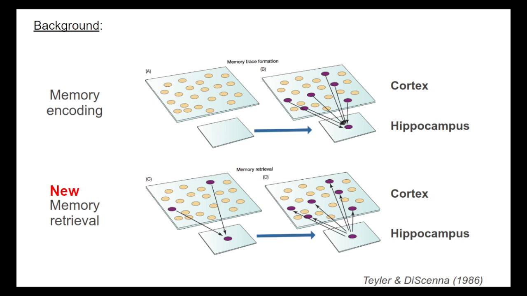Some background from the class is understanding Teyler and DiScenna's hippocampal indexing theory from the 1980s. The idea here is that function can follow from form. The neocortex, shown here with a bunch of neurons, is a lot bigger, a lot more cortex, than the hippocampus.